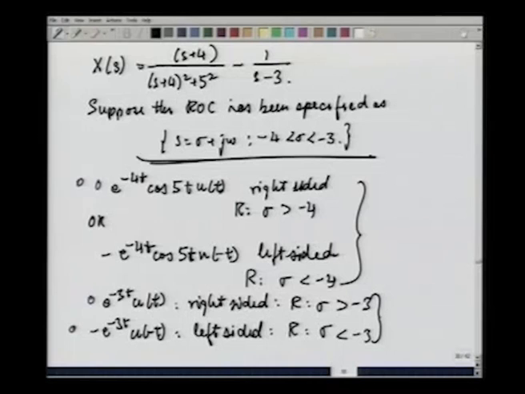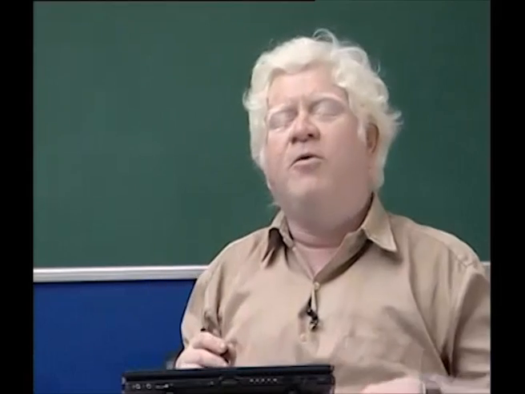We would get an ROC which is bounded by minus 4 on the left side and bounded by minus 3 on the right side. We would get the narrow band between minus 4 and minus 3, and that does agree with the specified ROC over here. That means what we are looking for is the first possibility of the first term combined with the second possibility of the second term, and we have the answer.